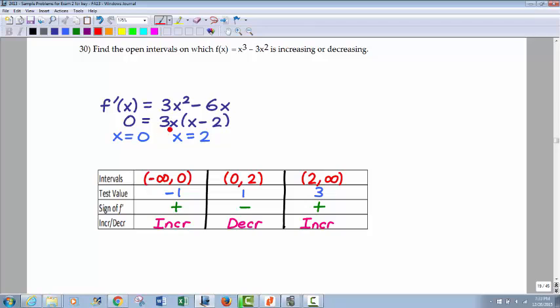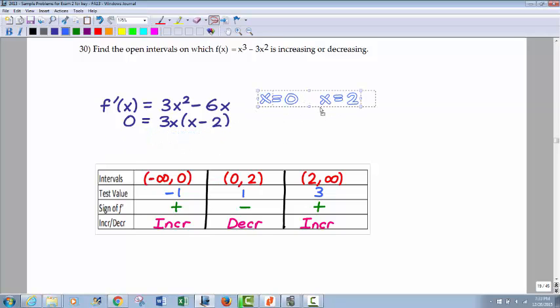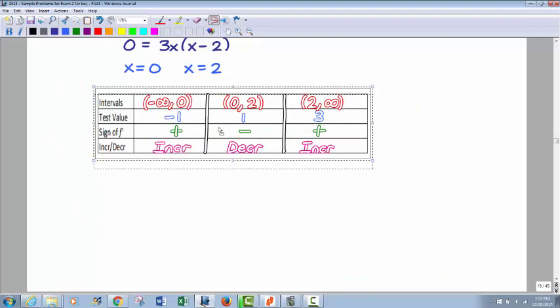Set those each equal to 0. 3x equals 0 means x equals 0. x minus 2 equals 0 means you'll get 2. So we have two critical numbers. I'll move that over here. We'll do this a little lower. And so that separates my sign chart into 3 intervals.